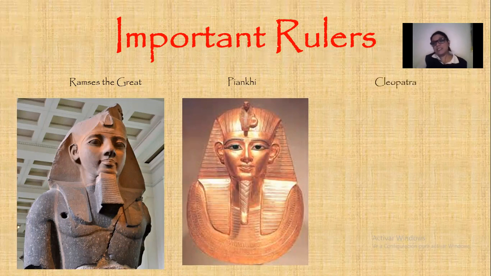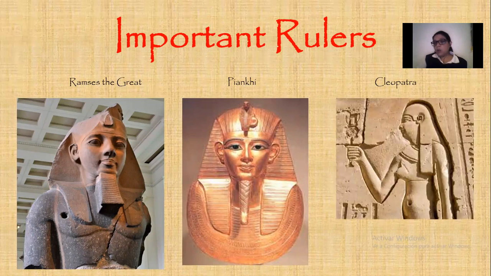And last but not least, Cleopatra. Cleopatra was such a young woman when she assumed the control of Egypt. When she was ruling Egypt, she found out that there was another menace for Egypt, which was Rome. Why? Because Julius Caesar wanted to take control over Egypt.